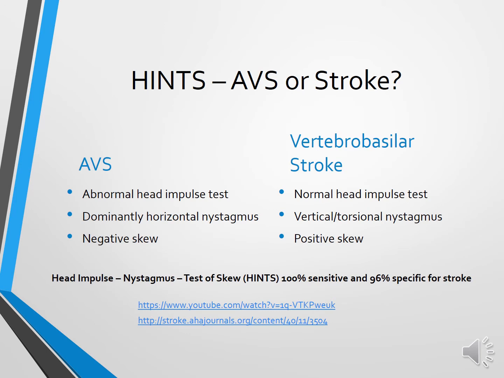We also need to separate a possible stroke from an acute vestibular syndrome. We covered this a little bit in neuroanatomy. You can use the head impulse nystagmus test of skew, which is 100% sensitive and 96% specific for stroke. If you forget everything else, look at doing your head impulse test. Remember, a positive head impulse test means that there is a peripheral problem.